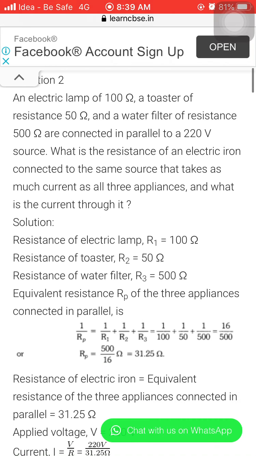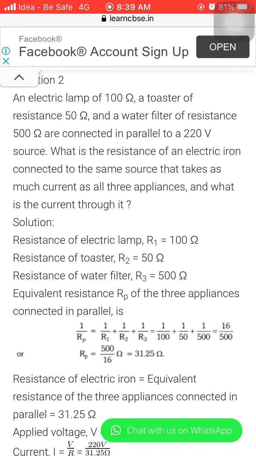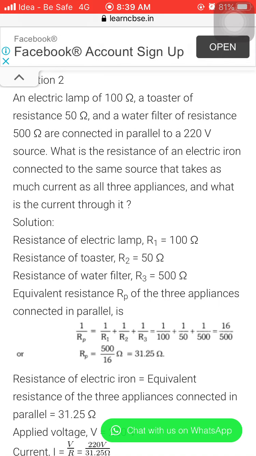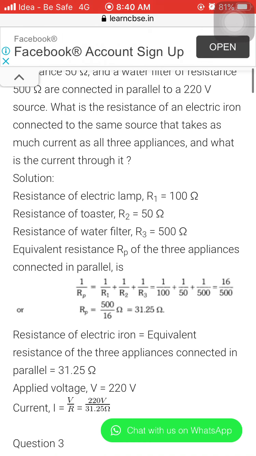So resistance of electric lamp, you can take it as R1, 100 ohm. Resistance of toaster, that is R2, 50 ohm. Water filter resistance R3, that is 500 ohm. Now the equivalent resistance, these 3 appliances are in parallel, so what will it be? 1 upon RP you can write as 1/R1 plus 1/R2 plus 1/R3. The answer comes out to be 31.25 ohm. So the resistance of electric iron.